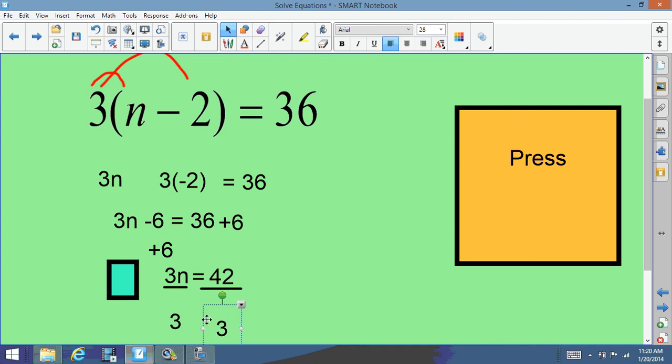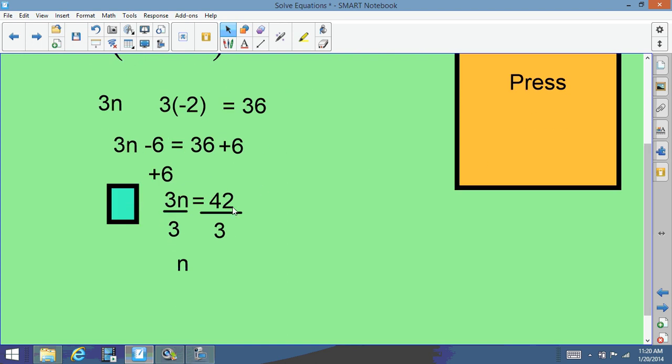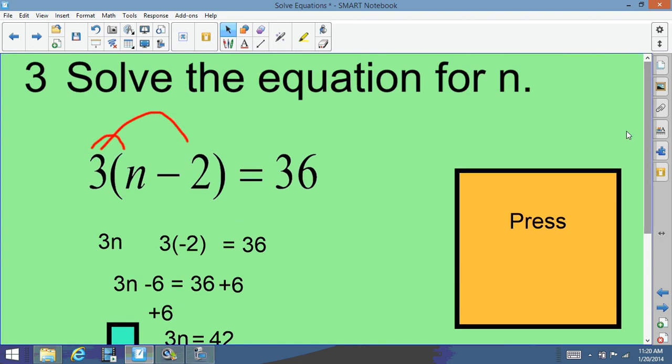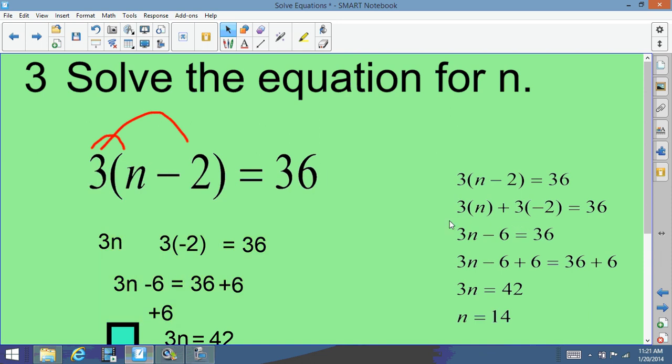The 3's cancel out. On the left side, I have n, and then I would divide this 42 by 3, and it goes 14 times. So my answer would be n is equal to 14. So that would be the way I would do it if I were using distribution.